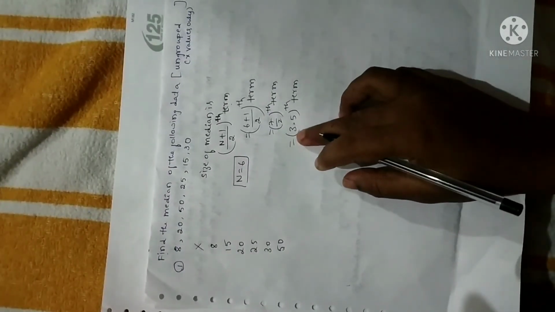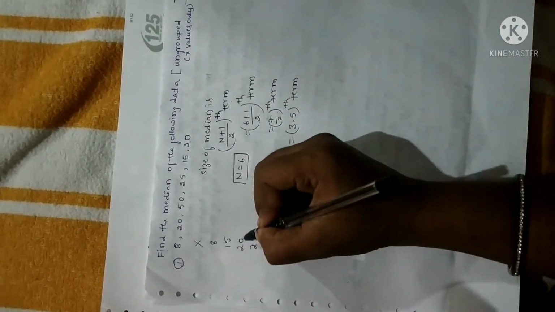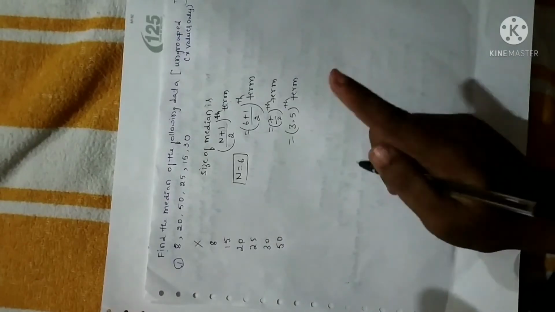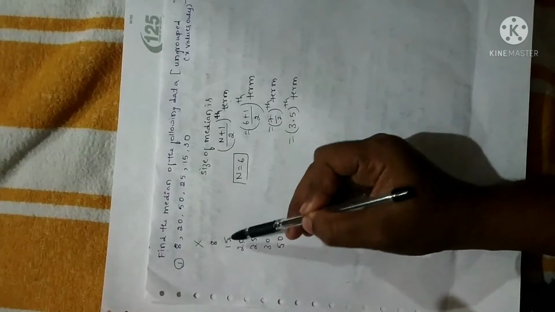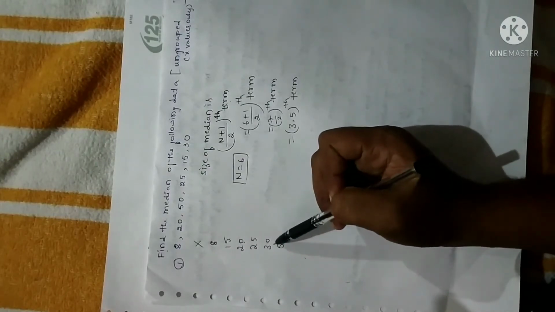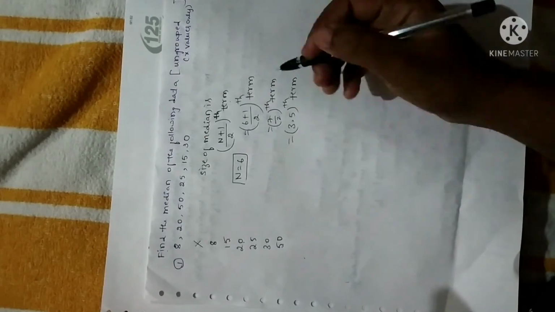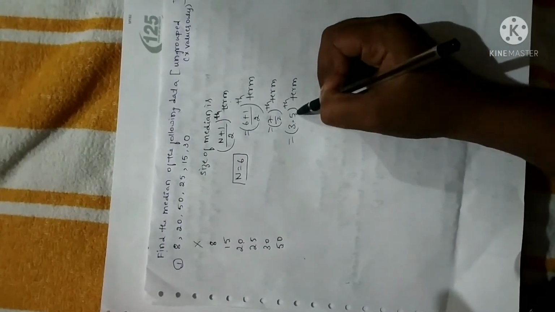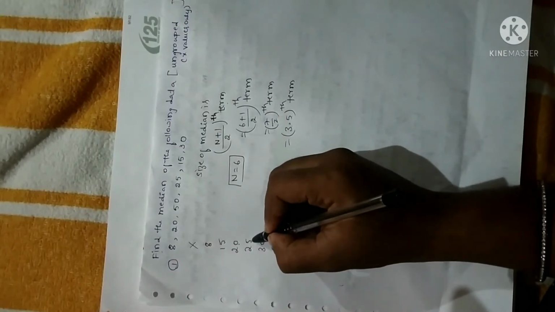The 3.5th term in the sense, you have to find the third element. See here, 1, 2, 3. First you have to arrange the given data in ascending order. Remember, a very important step is that first you have to arrange the given data in ascending order. If you don't arrange, you will not get the proper answer. Now 3.5 in the sense, the third element is 20 and the fourth element is 25.